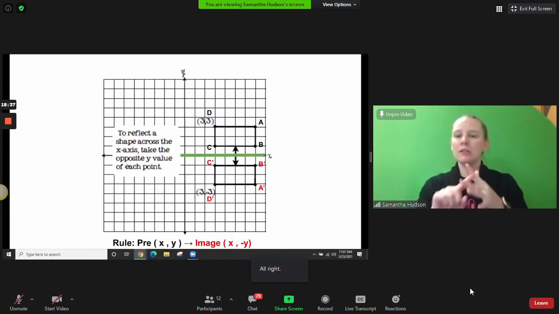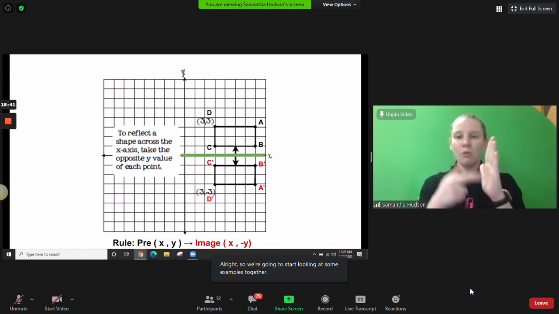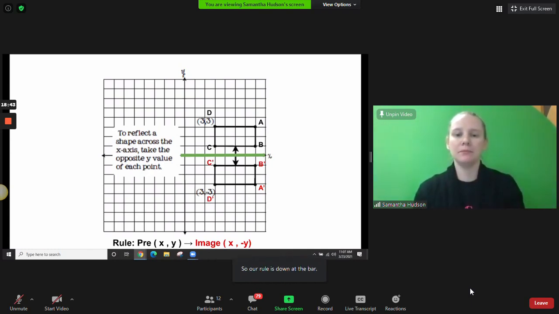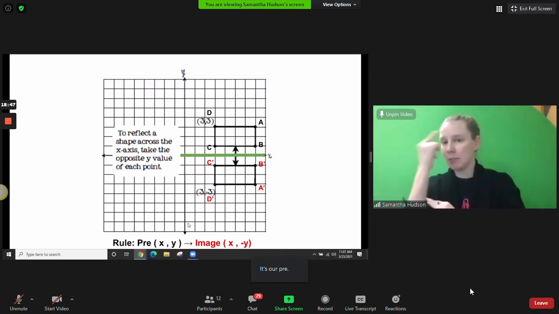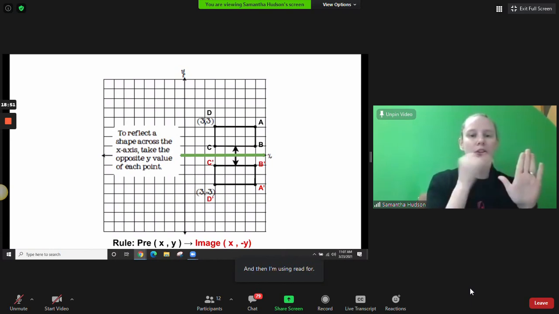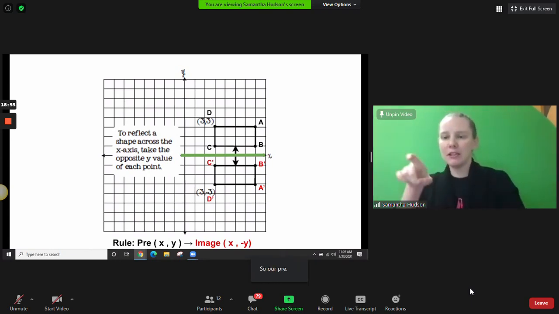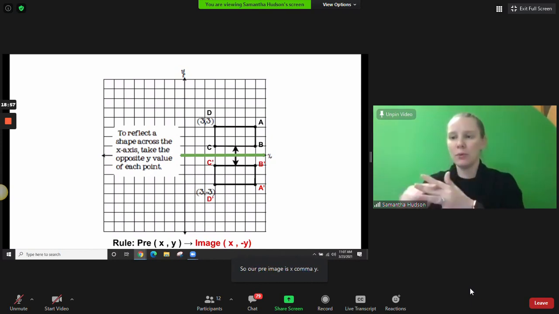All right, so we're going to start looking at some examples together. So our rule is down at the bottom. Our pre-image is in black, and then I'm using red for our letters for our image. So our pre-image is X comma Y. That's what we start with.